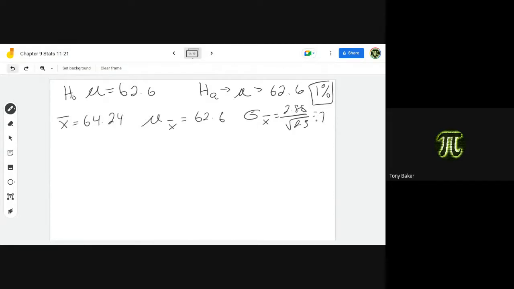Oh no, that's not right. I divided it by 4, not 5. What's 2.88 divided by 5? Yeah, I did it by 4 instead of 5. 0.576, so 0.58. Okay. All right, so my z-score is 64.24 minus 62.6 over 0.58.